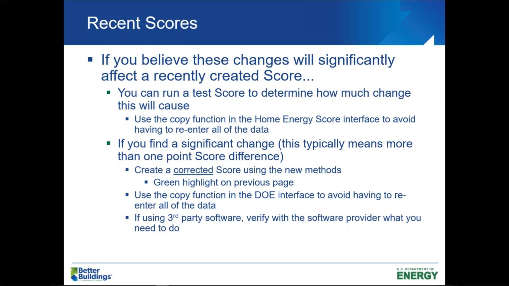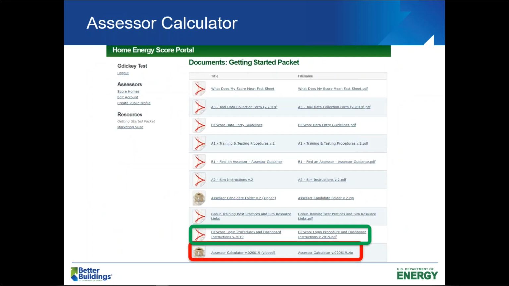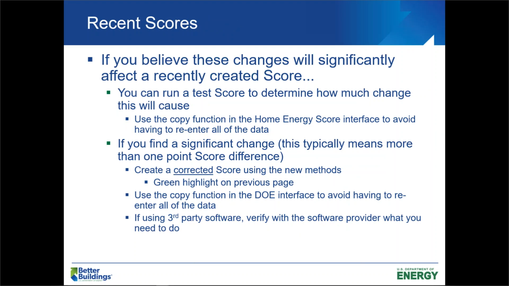We have now the copy and paste method. Again, if you go to the partner portal or to our Home Energy Score portal, under the Getting Started packet, the login procedures and dashboard instructions will give you the guidance you need in order to copy and paste that so that you don't have to re-enter everything. You just have to re-enter the affected fields. Take a look at that. And again, you might be able to do that in the third-party software.